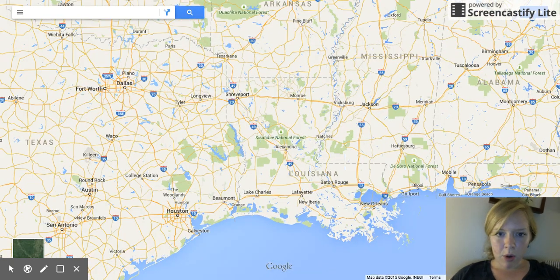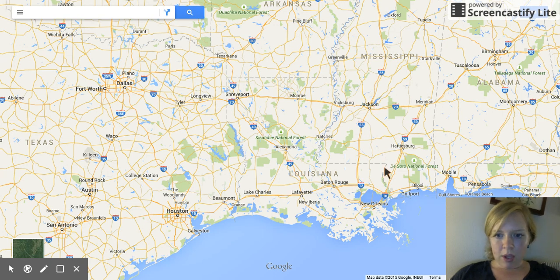Let me zoom out a little more. Okay. So here is Louisiana. There's New Orleans right there. And this is the border of Louisiana. And Texas is to the west, Arkansas is to the north, and Mississippi is to the east.